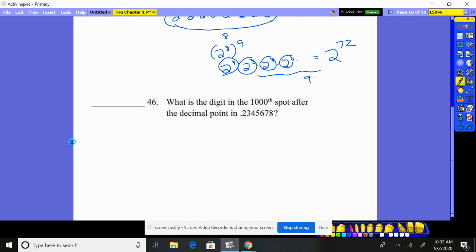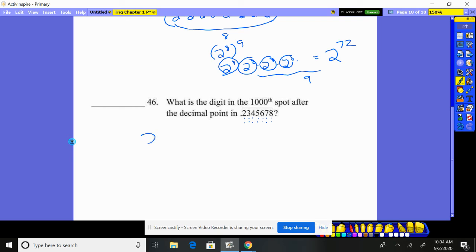Number 46. What is the digit in the 1,000th spot after the decimal point in 2.3456782...? So this is in the 1st, 2nd, 3rd, 4th, 5th, 6th, 7th, and 8th, 9th, 10th, 11th, 12th, 13th, 14th. Do I really want to count to 1,000 to see which one? I could, but boy, what a waste of time. So let's think this through.